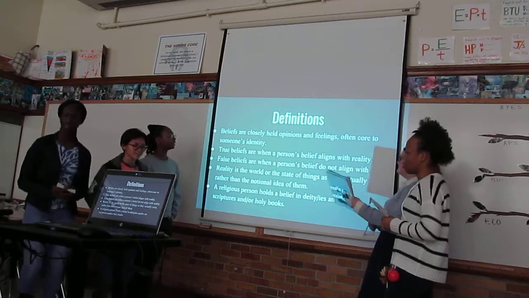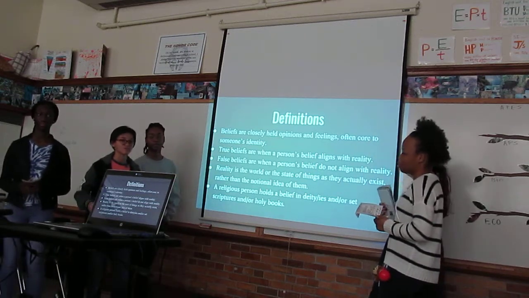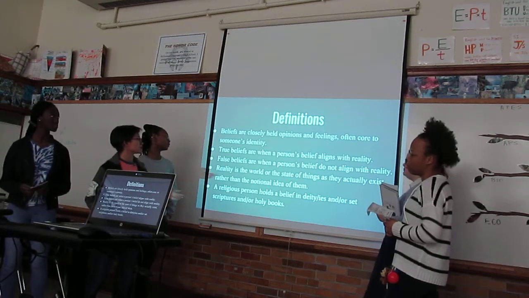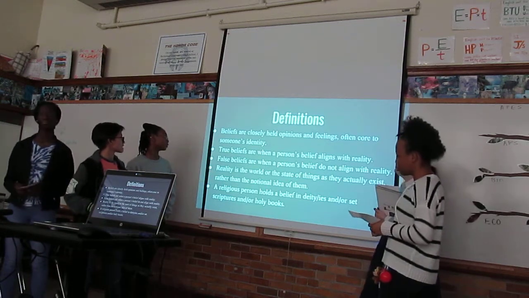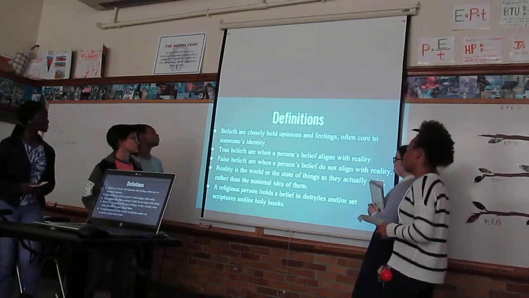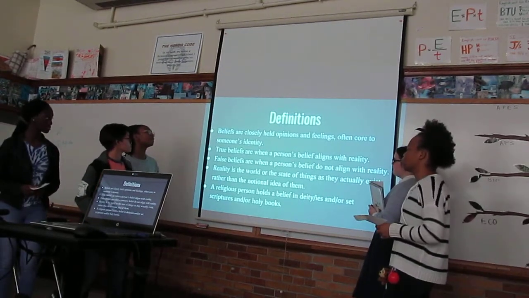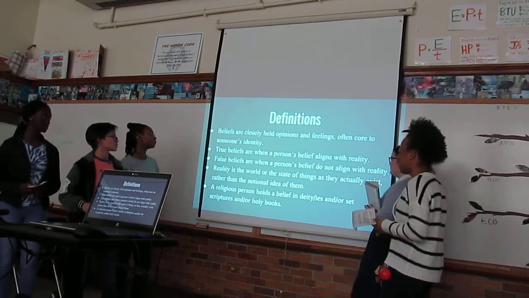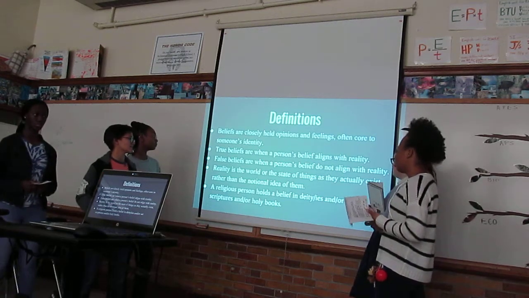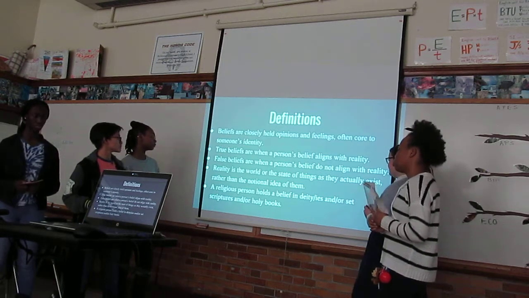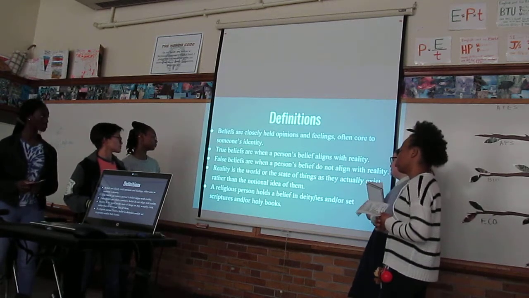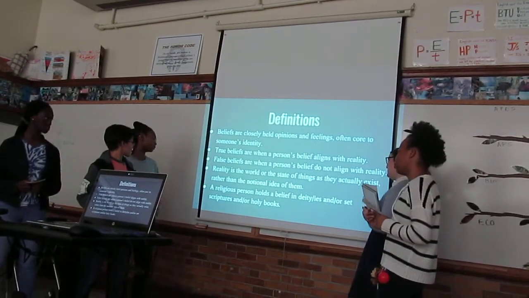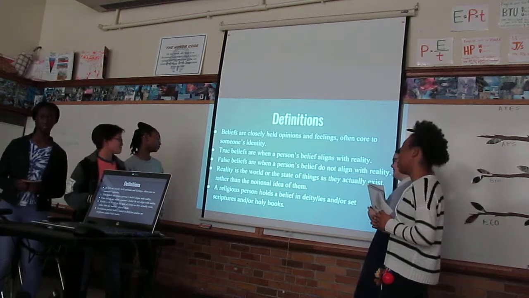All right, so firstly, to understand our presentation, we first have to go over definitions. For us, beliefs are closely held opinions and feelings often core to someone's identity. True beliefs are when a person's belief aligns with reality, and false beliefs are when a person's belief does not align with reality. Reality is the world or the state of things as they actually exist, rather than the notional idea of them. A religious person holds a belief in deity or deities, and or set scriptures and or holy books.